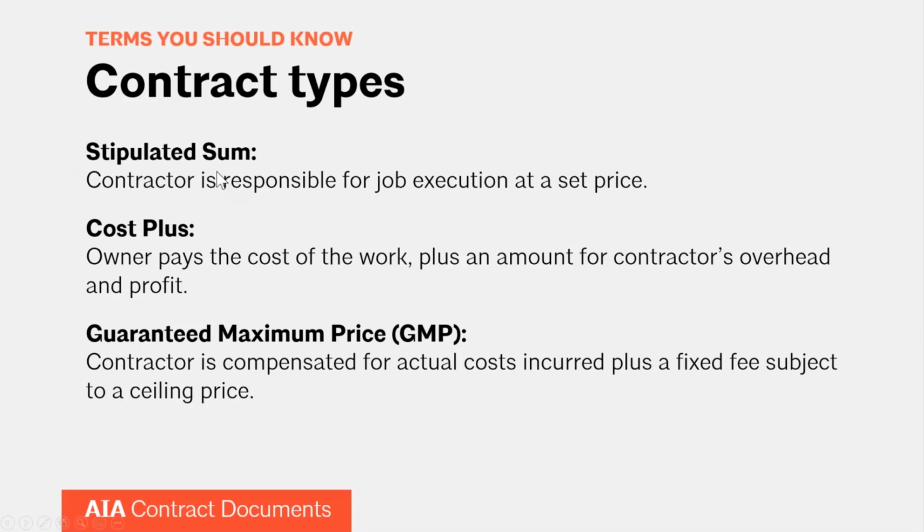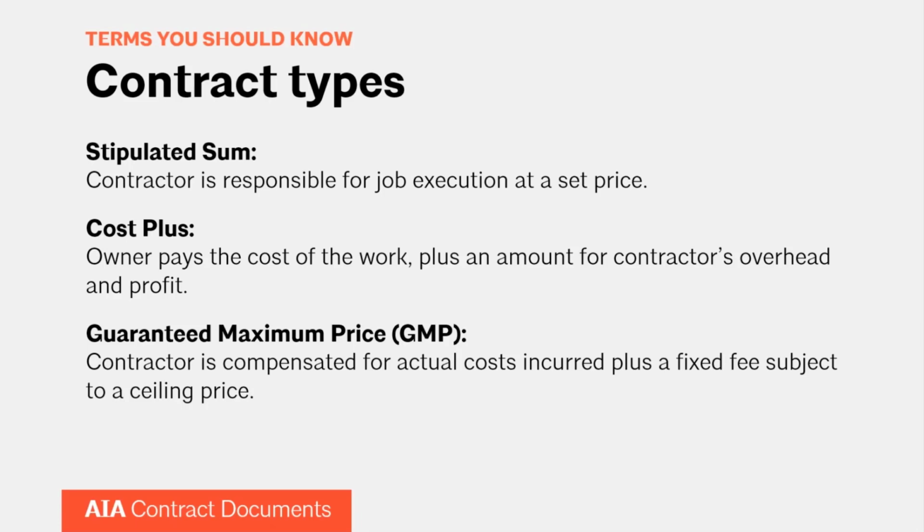So the first is stipulated sum. This is also called fixed price contracts. So this is just when there's going to be one set price that the contractor is responsible for in terms of job execution. So it's a set price or fixed price. That differs from a cost plus contract in which the owner pays for however much it takes to build the work plus a contractor's fee, so a contractor's overhead. So you might hear them called cost of the work contracts.